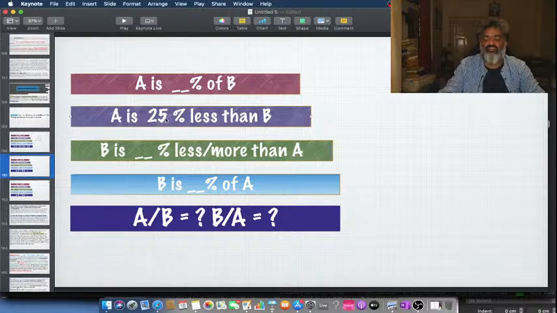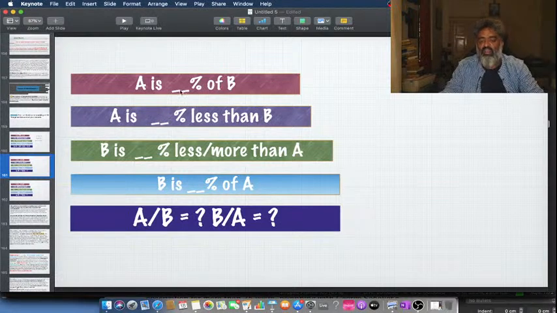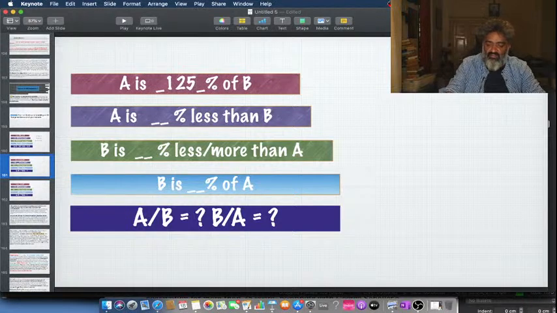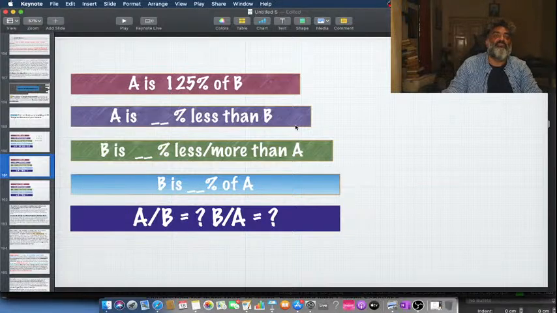So let me change the question now, and let me just play with this kind of a story. I say A is 125% of B. So I've given you this information, you have to figure out the rest of the chart.